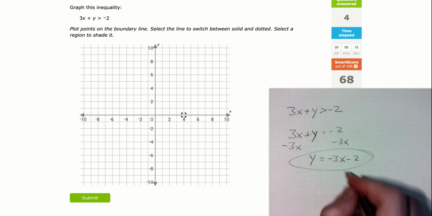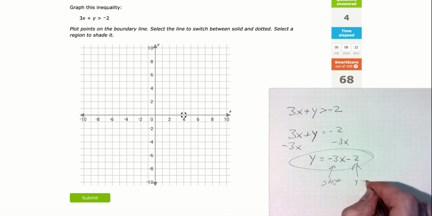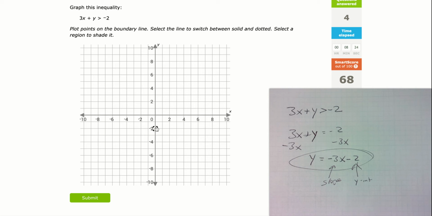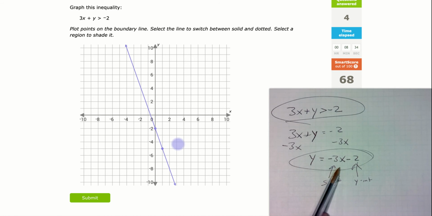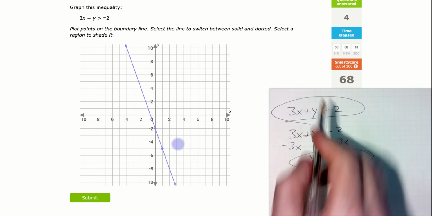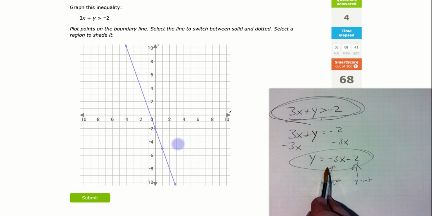Now I know my slope, and now I know my y-intercept. So I'm going to go to -2. I'm going to have a slope of -3, so I'm going to go down 3 and right 1. Now I'm going to go back to the original inequality. Don't use this equation here because it's an equation, not an inequality. And you're more likely to get it right if you use the original than if you try to use the altered version.